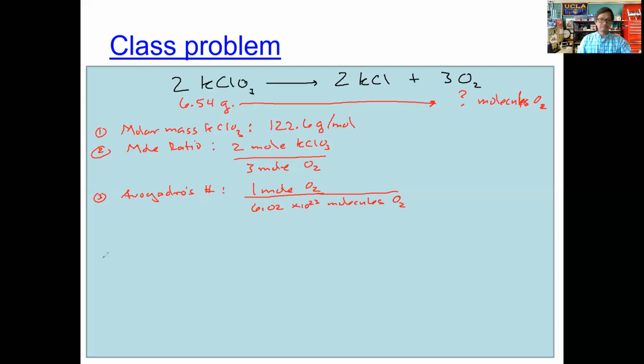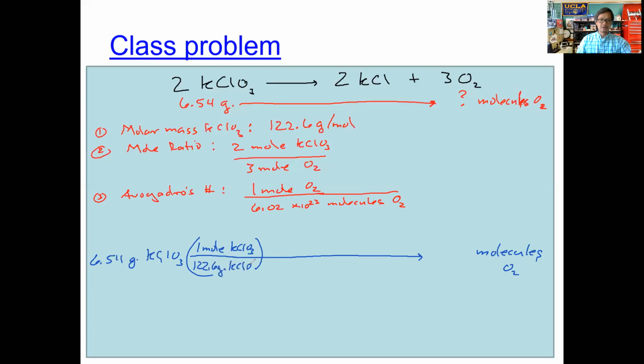Okay, so we start out with 6.54 grams of KClO3, potassium chlorate, and we want to find molecules of O2. Okay, first conversion factor, molar mass of potassium chlorate, which is going to be 1 mole of KClO3 on top for 122.6 grams of KClO3.